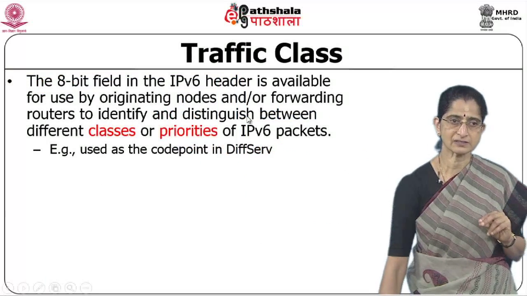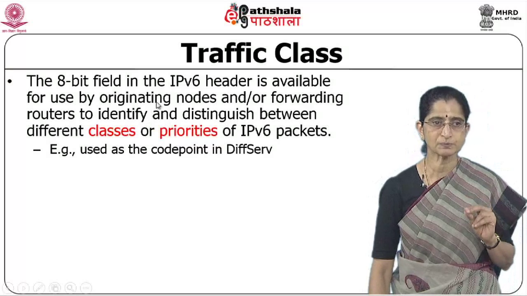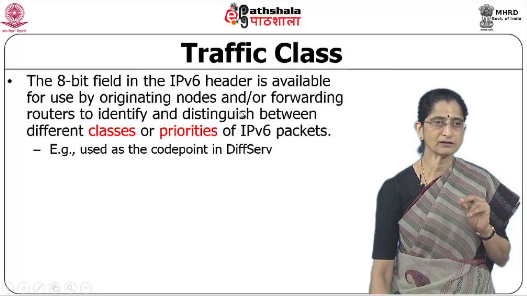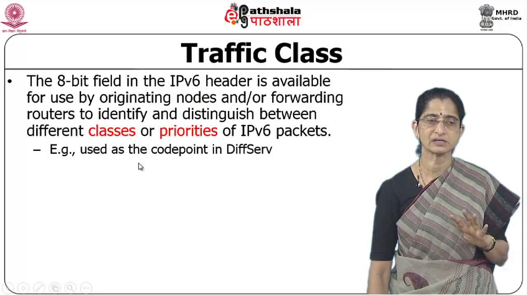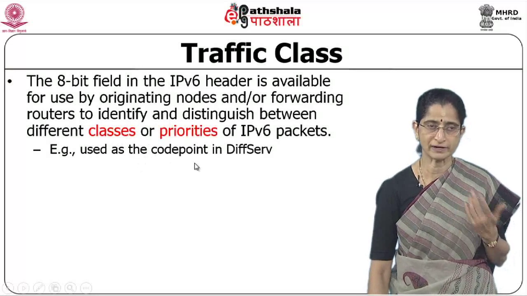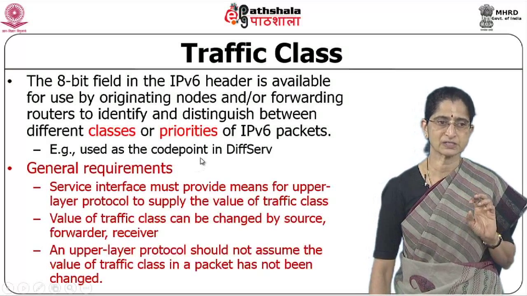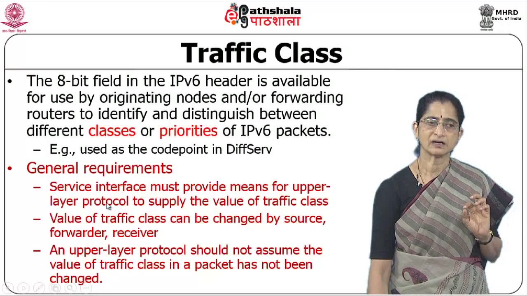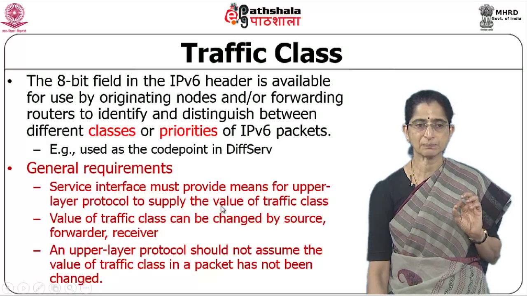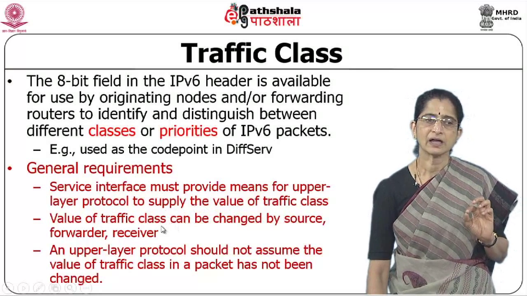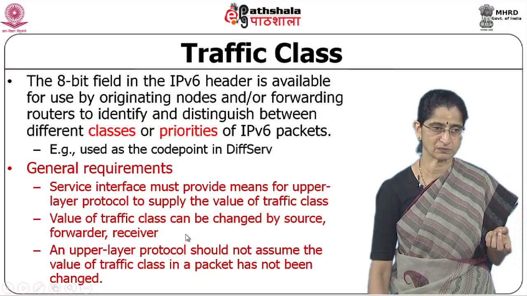This traffic class that we talked about is an 8-bit field, and again it is available for use by the originating nodes and or the forwarding routers to identify and distinguish between different classes or priorities. For example, it could be used as the code point in diffserv. Okay, that is a possibility. The general requirements with respect to the use of this traffic class field are that the service interface must provide means for the upper layer protocol to supply the value of the traffic class, and the value of the traffic class can be changed by the source, by the forwarder or the receiver.